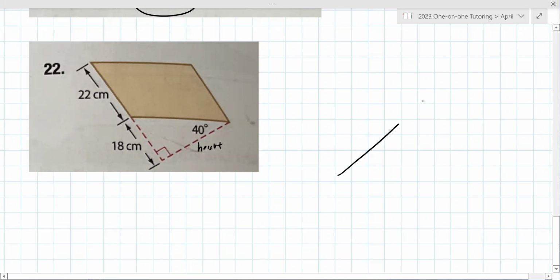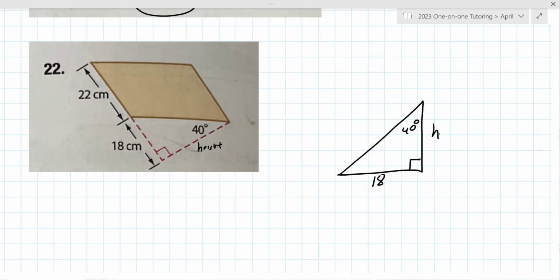And I don't like when these triangles are drawn sort of awkwardly, so I'm going to redo it here. And we're trying to find that height there, h. Hopefully you can see that there. All right, so we've got to find the height. This one is not a special triangle. It's a sine, cosine, tangent problem.